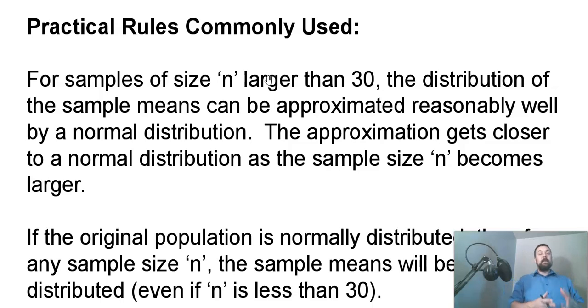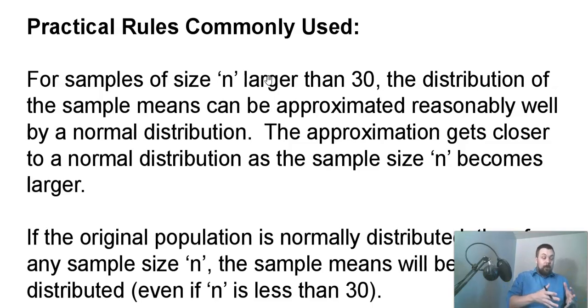For samples of size n larger than 30, the distribution of the sample means can be approximated reasonably well by a normal distribution. So that's all it takes, a sample size that's at least 30, right? At least 30 means 30 or more. If you can get at least a sample size of 30, then the distribution of the sample means will approximate a normal distribution well enough that you can use normal CDF and inverse norm to get results. Right, so 30 or more.